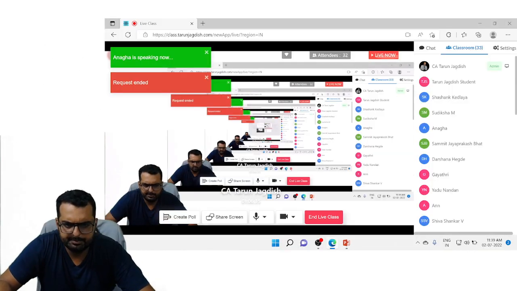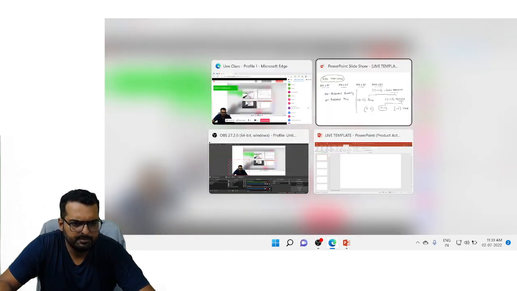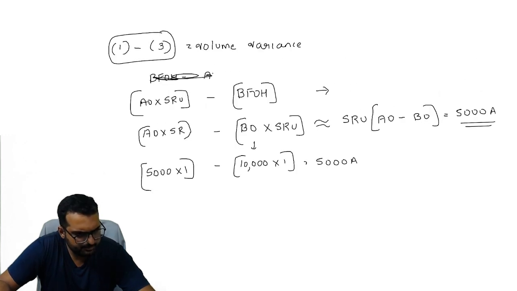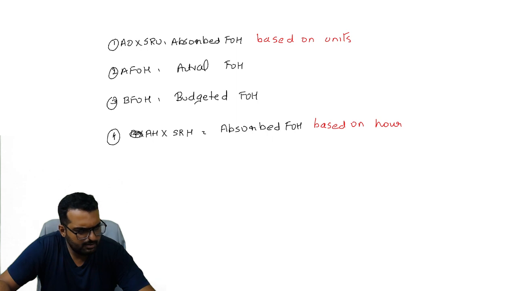Somebody has a doubt? Ashwini? Yes, sir. Am I audible? Yes, Ashwini, you're audible. Tell me. The fixed overhead variance also. Why did we consider the budget on this, sir?